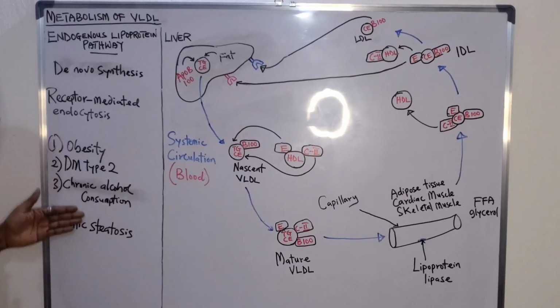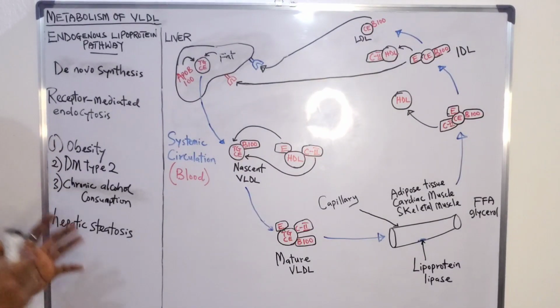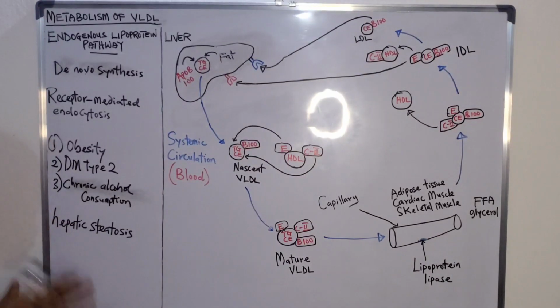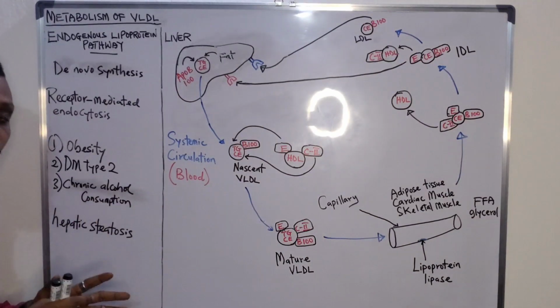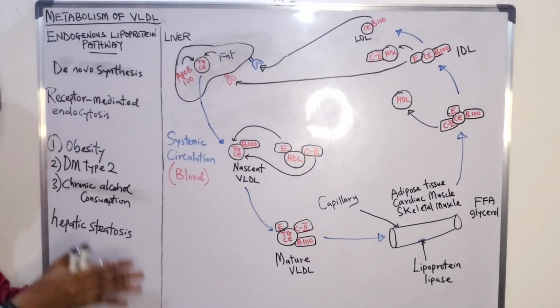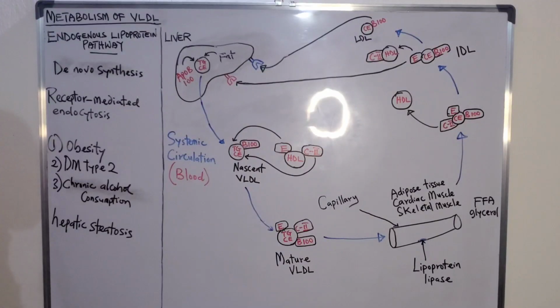So these various conditions can induce hepatic steatosis, where the amount of triglyceride that is synthesized by the liver cells overwhelms the amount of VLDL that is synthesized and released into the circulation. So basically, this entails the metabolism of very low density lipoprotein.